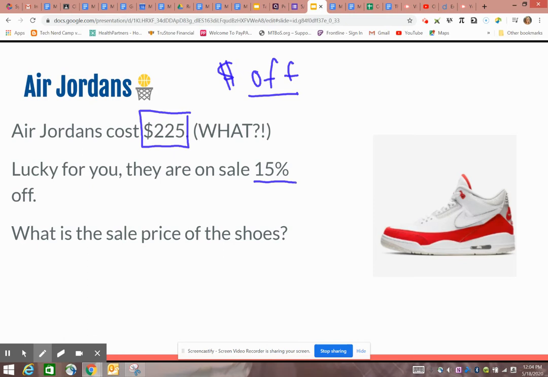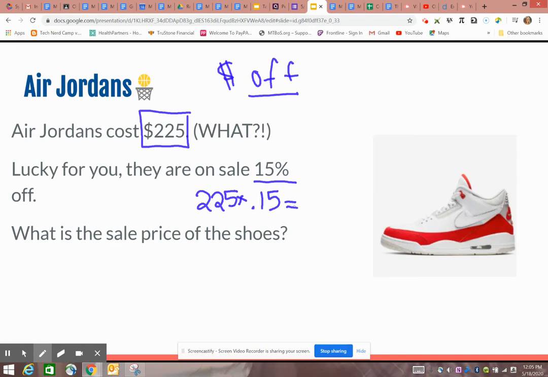So the first thing that we want to do is this discount, this 15%, will be a bit easier to work with if we think about that decimal value 0.15. So I'm going to take my whole, my $225, and multiply that times 15 hundredths. Can you please do that on your calculator right now? Can you go ahead and multiply those?